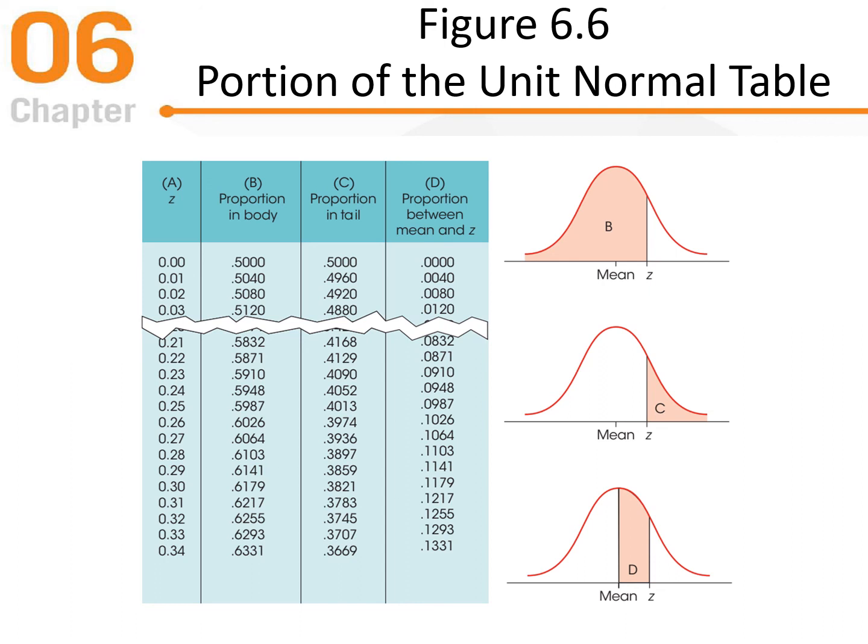And then we have D. D is the area between the z-score and the mean. So you have 3 columns here: B, the body, C, the tail, and D, the area between the z-score and the mean. Column A is just your z values. So you need to practice using the table in Appendix B.